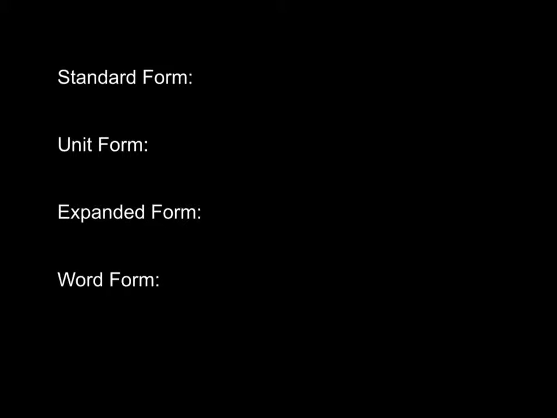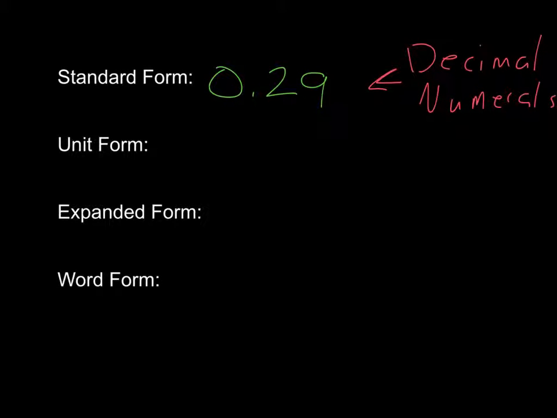This video shows you how to name decimals in expanded, unit, and word form. Now standard form is where we usually start, so we could have a number which looks like this, which is 29 hundredths. Okay? This is what standard form looks like. It is also sometimes called decimal numerals. Okay? Decimal numerals.